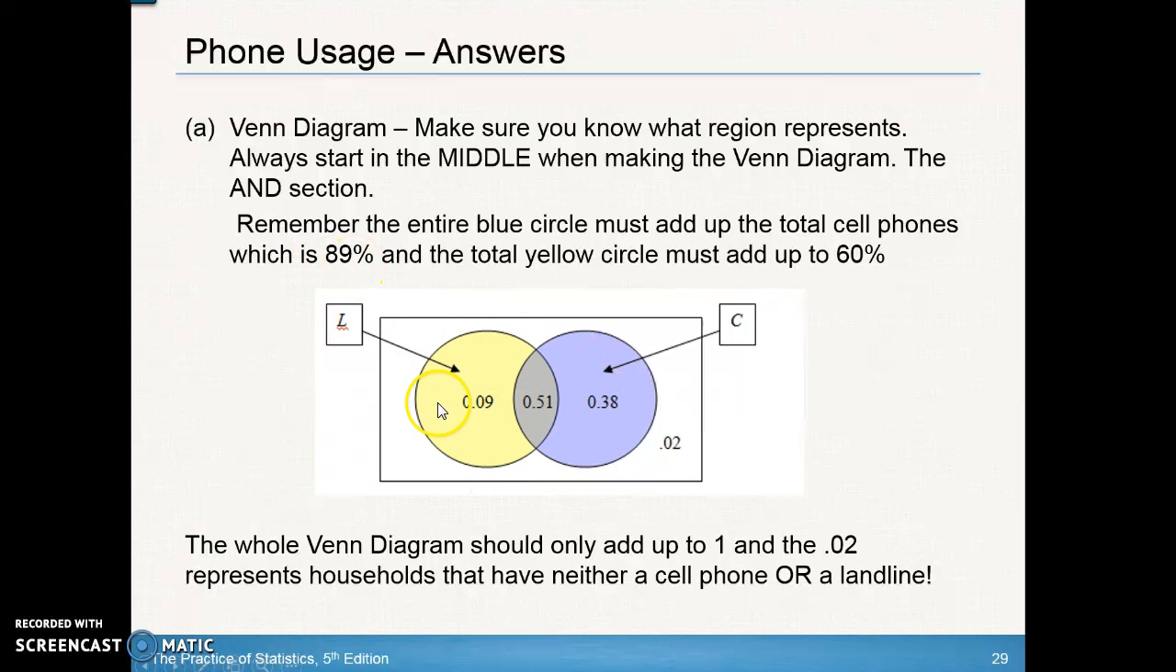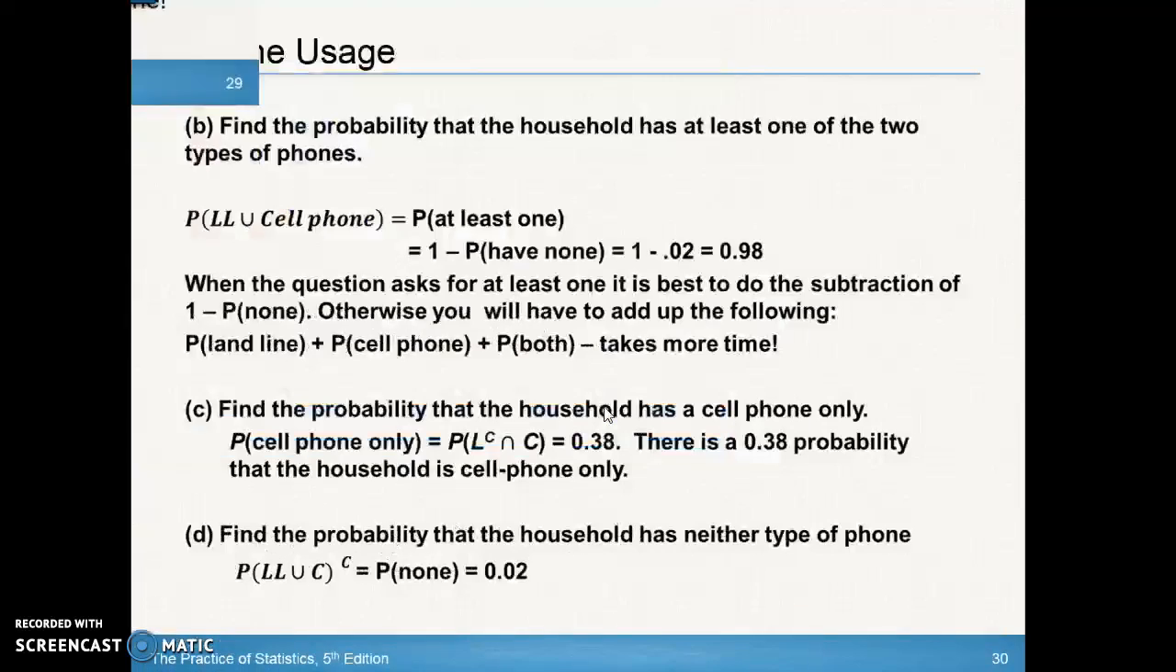And then for the landline, we know that 60% own landlines, 51% own both, and just 9% only have landlines. So keep in mind that the whole Venn diagram should add up to 1, and the 0.02 represents the probability that they have neither a cell phone or a landline. So what's outside the Venn diagram plus what's inside the Venn diagram should always add up to 1. All right, so how could we do that? How could we use that to find the probabilities?